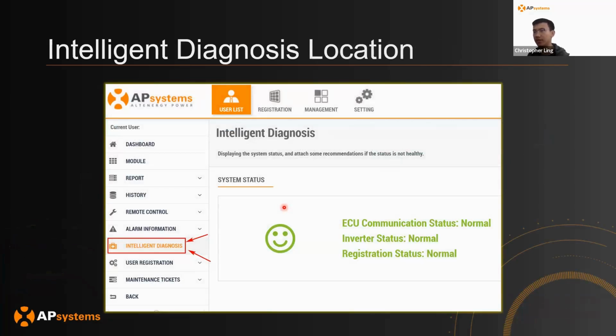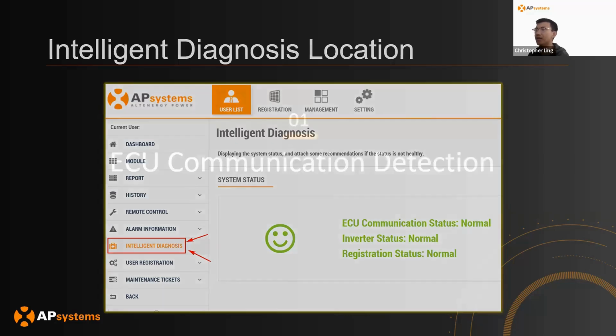Where you can find the intelligent diagnosis feature is that if you go into the user page and go into intelligent diagnosis, that's basically where you'll be able to see all that information. If all goes well, you get a really nice looking green smiley face to let you know all is doing okay. Otherwise, it'll tell you how to fix it.